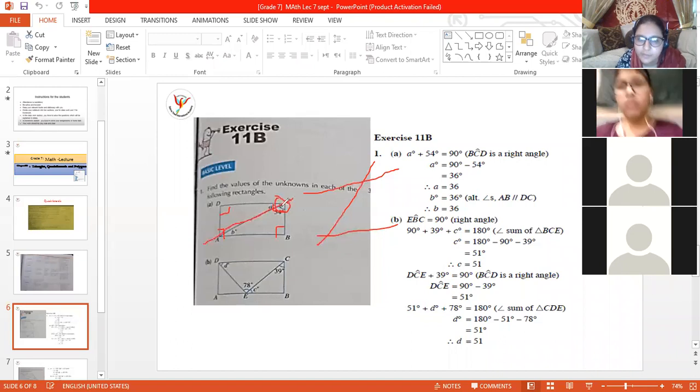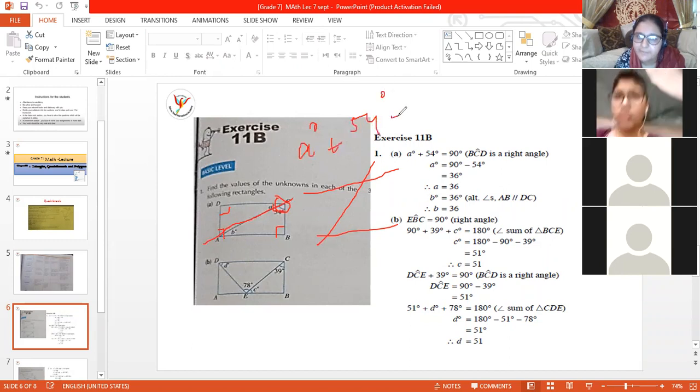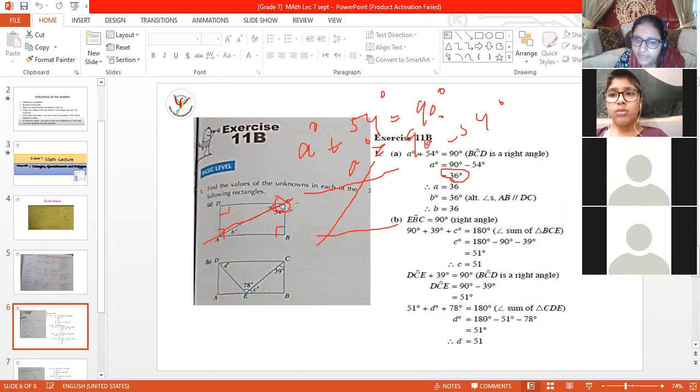Angle C has two parts, A degree and 54 degree. If I add A degree plus 54 degree and put them equal to 90 degree, I will come to know the other part of the angle. So A degree is equal to 90 degree minus 54 degree, which means A degree is equal to 36 degree, right? In a rectangle, all four angles are equal to 90 degrees. And now come towards the transversal concept.